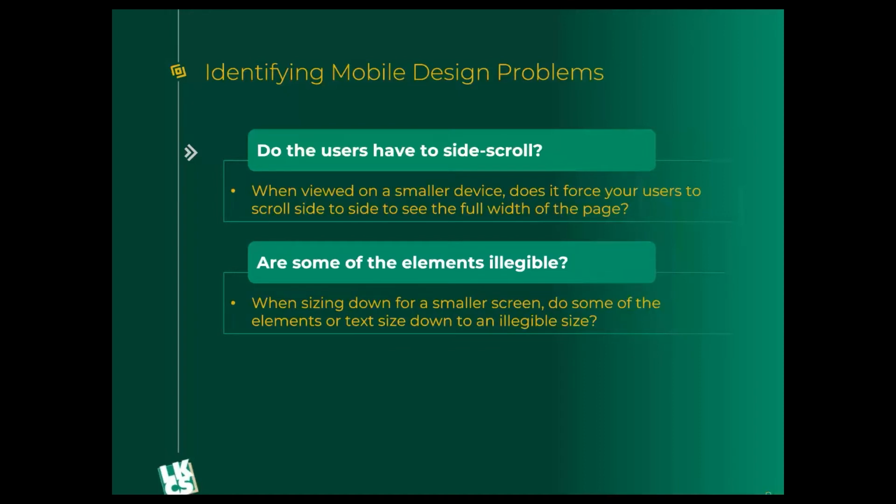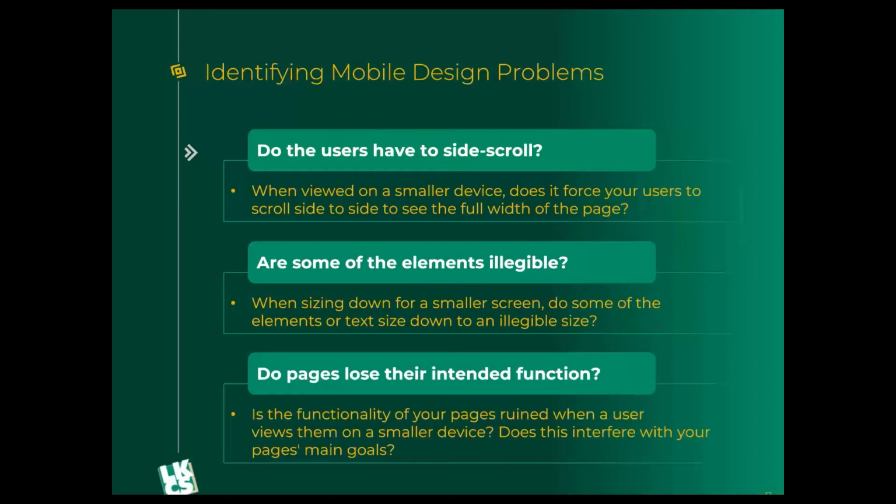Are some of the elements illegible? When sizing down for a small screen, do some of the elements or text size down to an illegible size where you can't read it or you can't actually access and use it? Do the pages lose their intended function? If the functionality of your pages gets ruined when a user views it on a smaller device, this is interfering with your main goals.